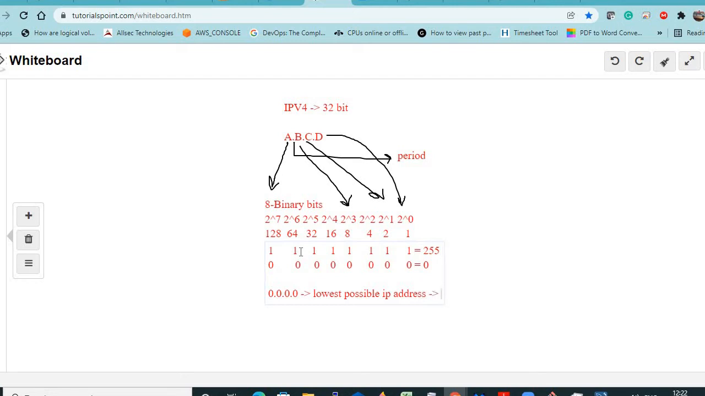And friends, this is an important question. This is the address of the internet. So if someone asks you what is the address of the internet, this is the address of the internet. 0.0.0.0 means it can mean anywhere. Okay, so this is the lowest possible IP address. And then what is the maximum possible IP address? 255.255.255.255.